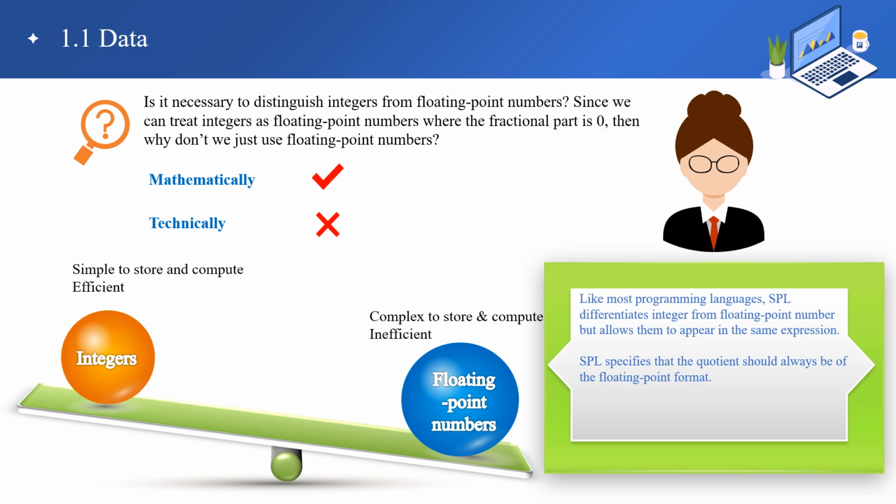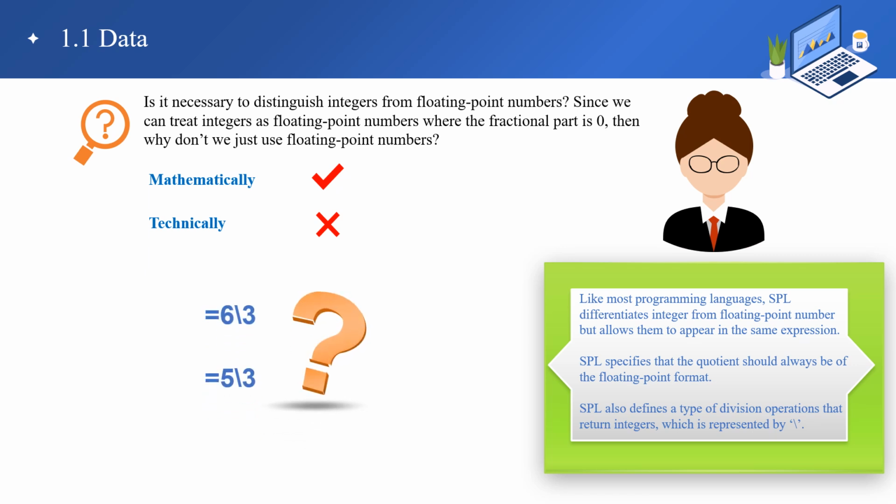SPL also defines a type of division operations that return integers. This type of division is represented by the backslash. If you are interested, enter =6\3 and =5\3 to see what you will get.